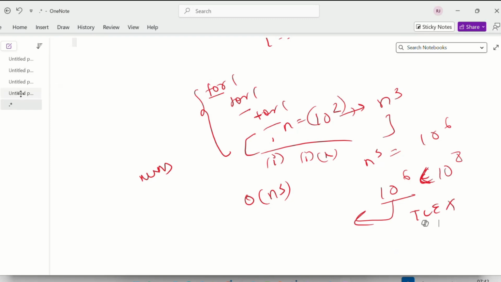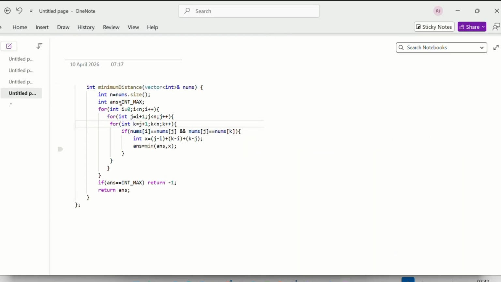Now if I look at the solution, what I have done in this question is declare the answer integer equal to int max. Why int max? Because we need the minimum value. If the question asked for the maximum value, then I would declare it with int min. You need to see what we need to find, the minimum value or the maximum value. In this case we need the minimum value, so I have declared int max.